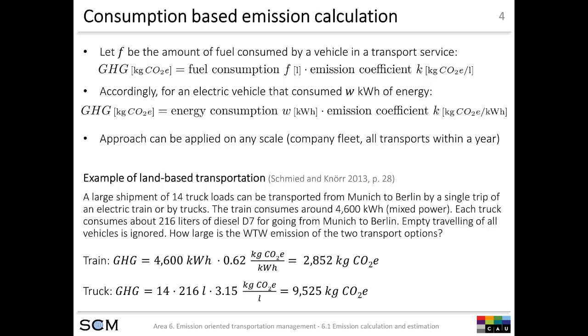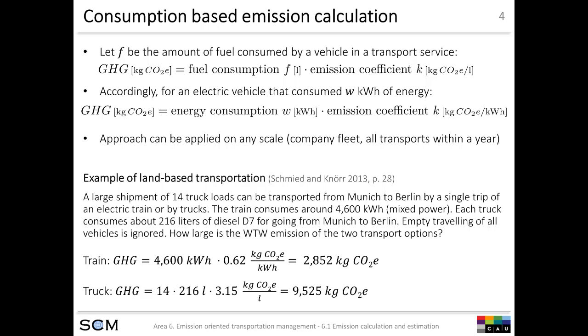A large shipment of 14 truckloads can be transported from Munich to Berlin by a single trip of an electric train or by trucks. The train consumes around 4,600 kilowatt hours of mixed power. Each truck consumes about 216 liters of diesel D7 for going from Munich to Berlin. Empty traveling of all vehicles is ignored for reasons of simplicity. Question is, how large is the well-to-wheel emission of the two transport options?